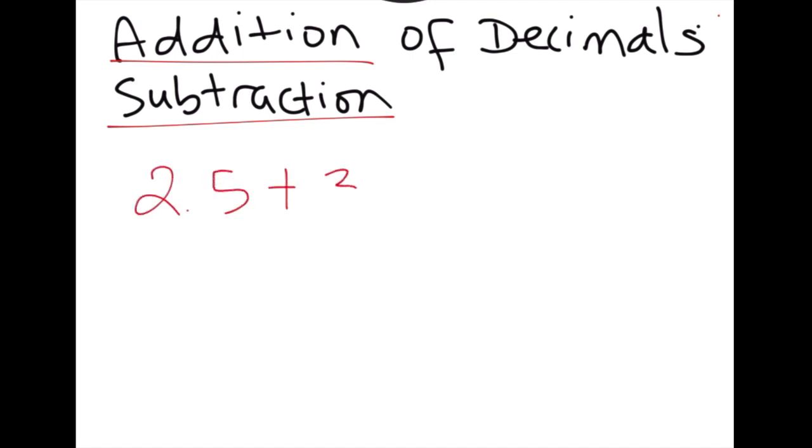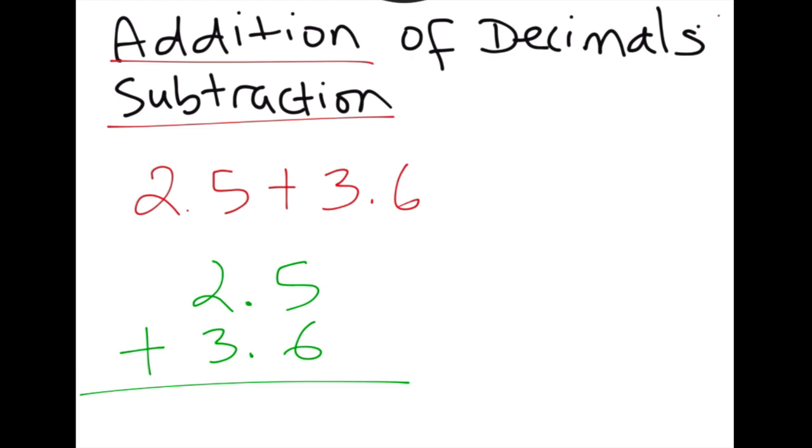2.5 plus 3.6. You have to make sure the decimal points are lined up. Even your answer will have a decimal point here. So 5 plus 6 is 11. So I put 1 here and carry 1 over here. And 1 plus 2 plus 3, that's 6. So the answer is 6.1.